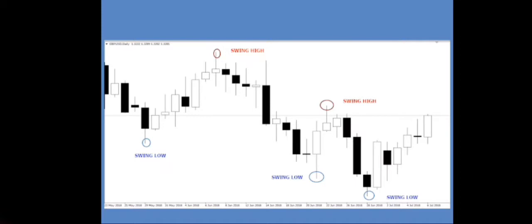Like I said before, swing highs and swing lows occur in any time frame, whether it's the 5 minutes, the 1 minute, the 15 minute, 30 minutes, or the daily, even on the monthly or yearly chart. Swing highs and lows occur there. Now let's proceed.